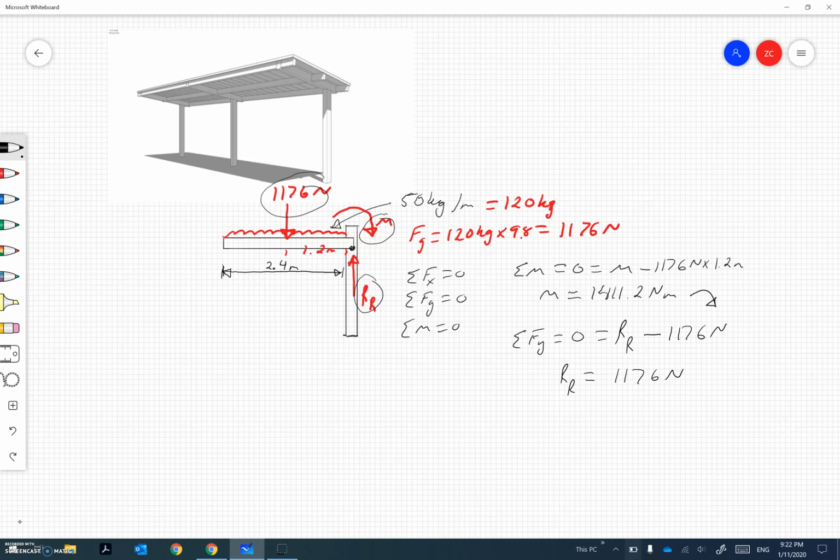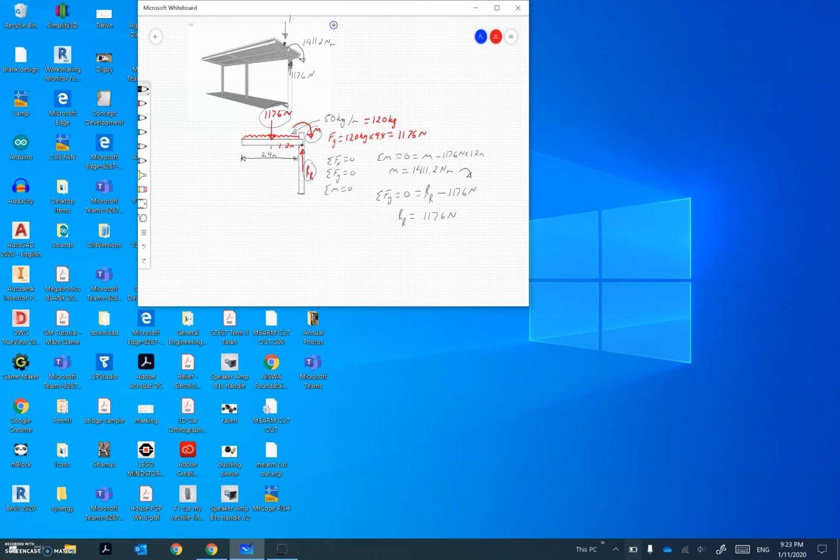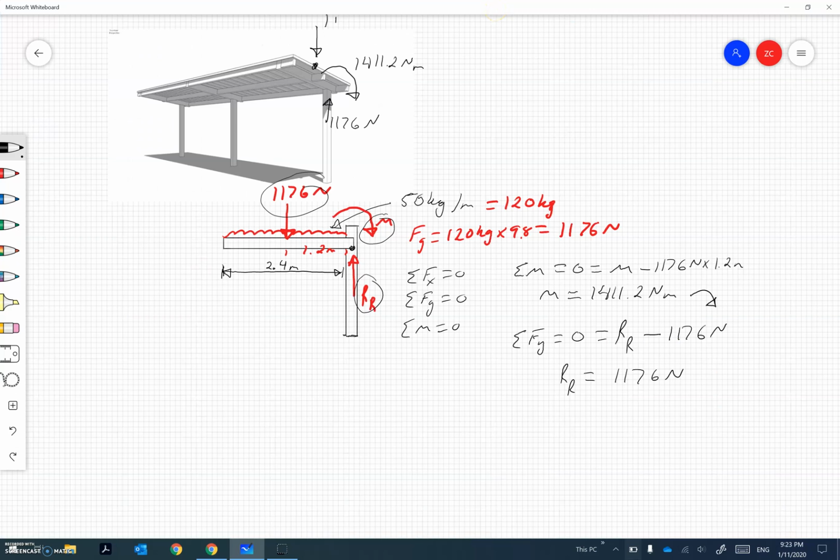So to rearrange this problem here, you can see that there's going to be a moment here of 1,411.2 newton meters. There's going to be a vertical reaction here of 1,176 newtons, and the mass of the beam itself has a force due to gravity of 1,176 newtons. And that's basically all there is to it.